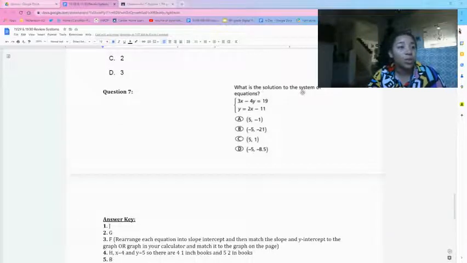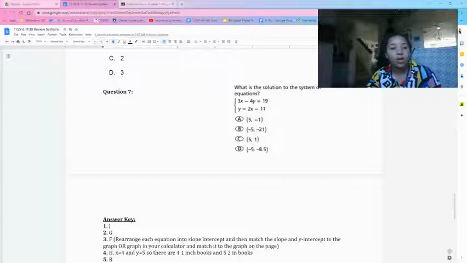Now, what is the solution to the system of equations? So this one, I'm also going to graph. This is the last one. I'm going to do substitution, and then I'll graph it. So you can also do substitution here.